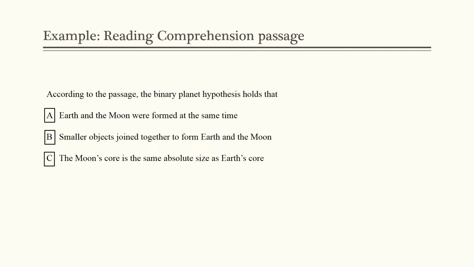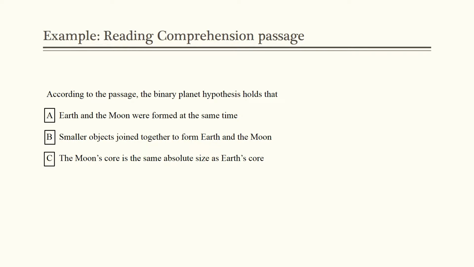Now let's try to answer this question. According to the passage, the binary planet hypothesis holds that. Now, if you look at the passage, the first sentence says the binary planet hypothesis holds that Earth and Moon formed simultaneously, which means choice A, Earth and the Moon were formed at the same time, is correct. The first sentence also says that the Earth and the Moon are formed by accretion, or joining together of smaller objects, which makes choice B, smaller objects joined together to form Earth and the Moon, also correct.